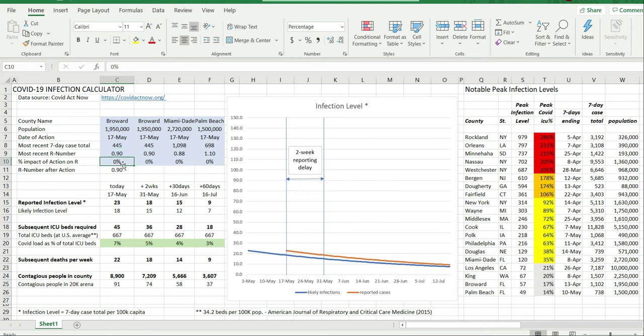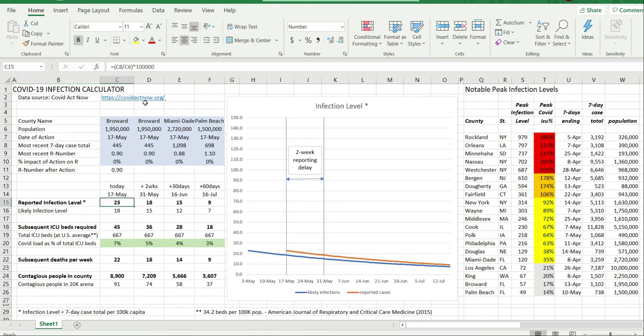This is going to be the what-if field. We'll come back to that. So today, or tomorrow, basically, May 17th, the calculator is saying that 23 is the infection level. And how do I calculate it? It's mentioned here. Infection level is the 7-day case total per 100,000 population, per 100,000 capita.